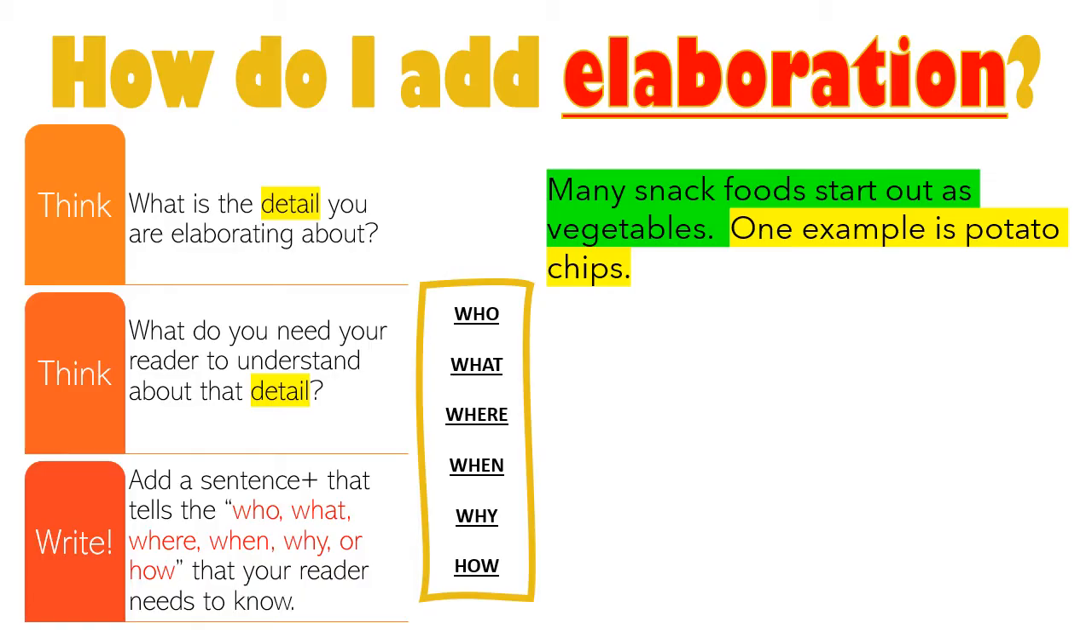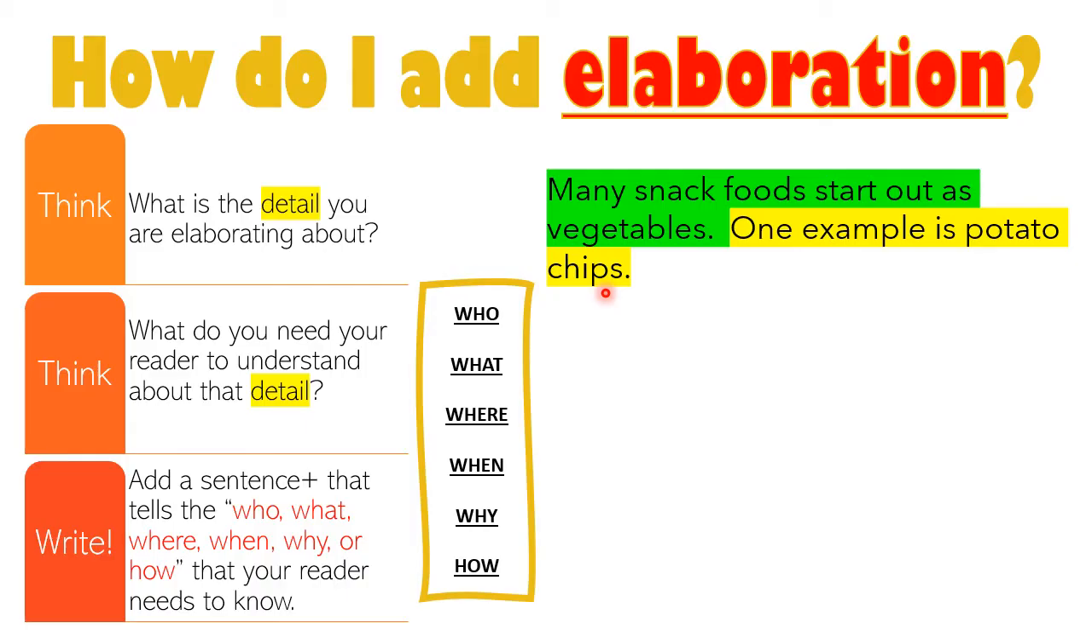All right, so let's practice the strategy. I have our think, write strategy over here. I have our questioning words we can use to think about our elaboration sentence here. And then on the right-hand side, I've got a topic sentence for that paragraph, and then I've got a key detail. So our topic sentence says, many snack foods start out as vegetables. So that's what the author's trying to teach. And one key detail they're using is, one example is potato chips.